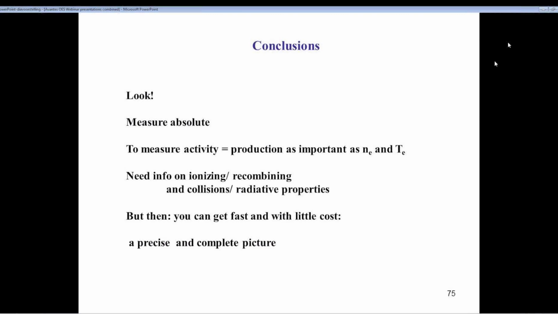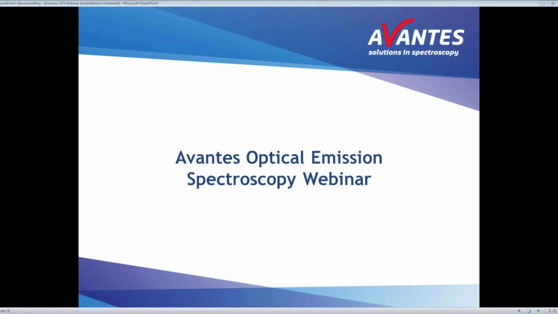phase. And it is important to measure activity, since at the end it is not NE and TE, but the production is what you want to know. You want to know how much chemistry can I produce. And you need info of the system is ionizing or recombining. You need system on collision radiative physics, but then you can get fast and with little cost a precise and complete picture of your plasma.